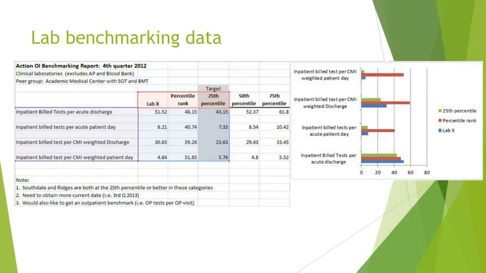What is the 25th percentile? So we kind of see 25th and where we might have the opportunity to move to. So for example, if I look at the second line, inpatient billed tests per patient day, we are at the 40th percentile, but the 25th percentile is at 7. We're way off from a patient day perspective. And so again, how you look at your data, how you pick your targets is very, very important.